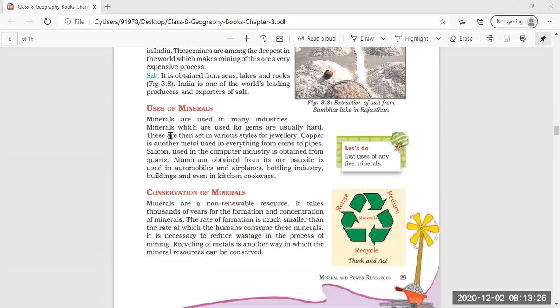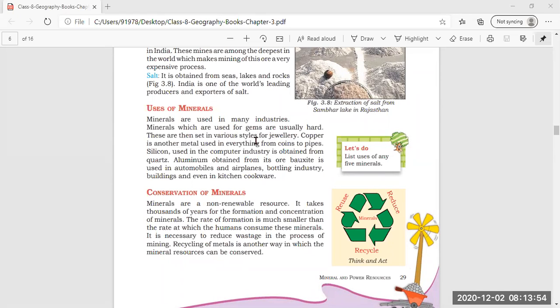Now today we are coming to the next topic, that is uses of minerals. What is the use of minerals? We have seen where these minerals are, from which places and which types of minerals we can get, and how these minerals are extracted. But what is the use of minerals? Now the minerals are used in many industries. First and foremost, the use of minerals is in the industrial area.